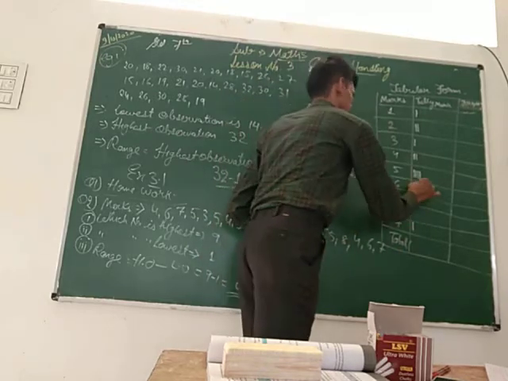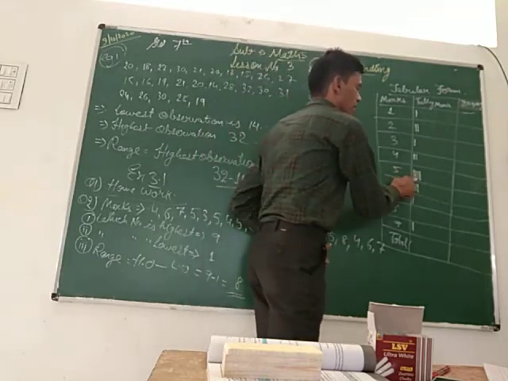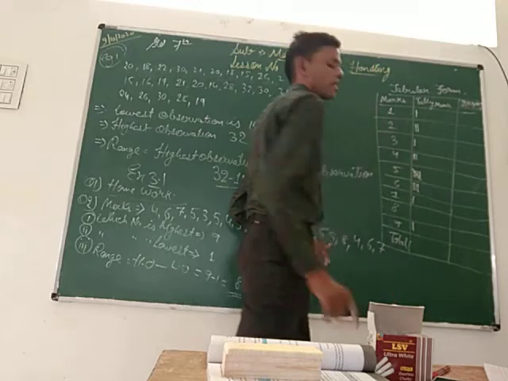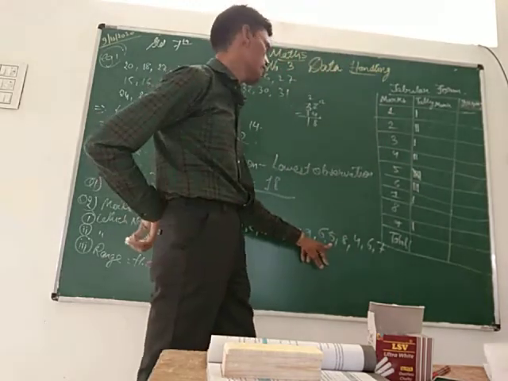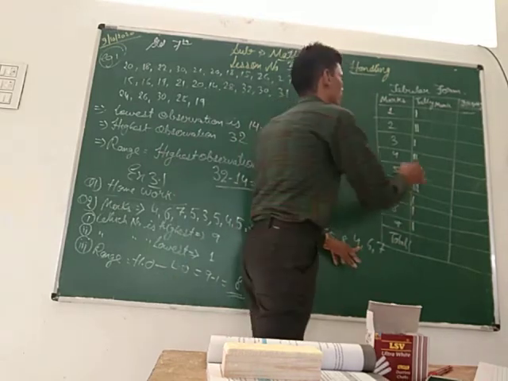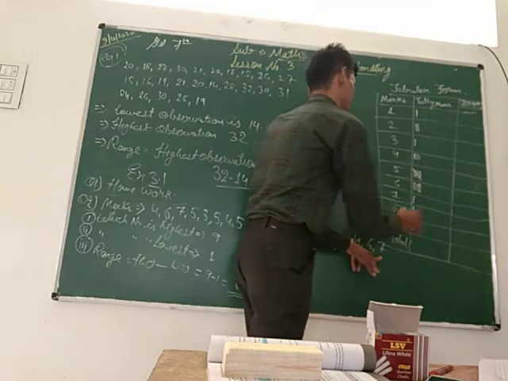6, 5. In 5 you have already done 4 lines. Whenever the fifth line is coming, you have to do a cross like this. That means it's one box of 5 or one group of 5. Now 8, 1, now 4, then 6, then 7.